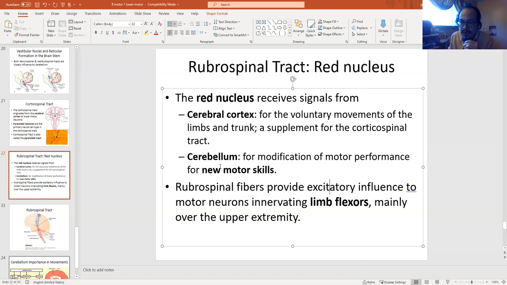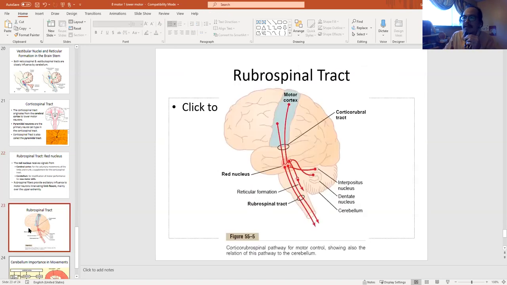And when it's sent to the red nucleus, it provides that information to modify the movement in order to maintain body balance while completing this movement. The rubrospinal tract influences the limb flexors, mainly over the upper extremity, in contrast to the extensors, which are triggered by the vestibular apparatus through the vestibulospinal tracts. This rubro tract drives the flexors in order to conduct this fine movement. So the rubrospinal tract receives influence from the cortex as well as the cerebellum.